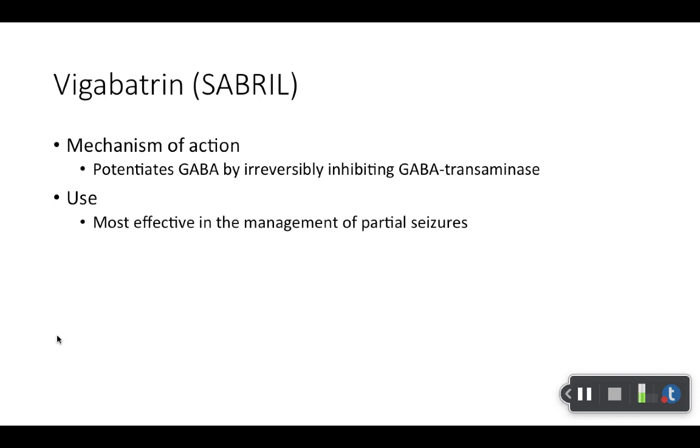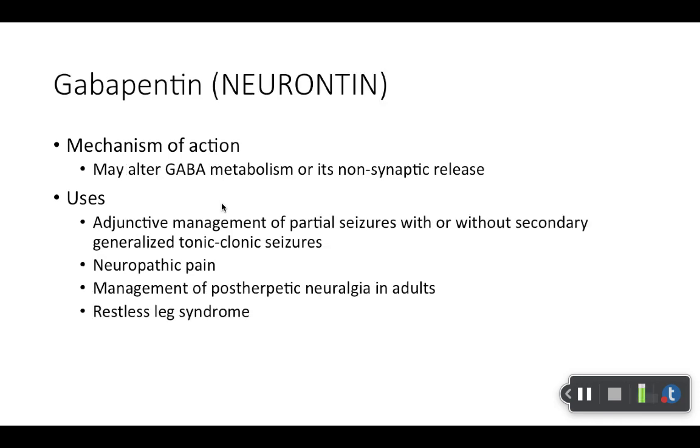All right, adjunct drugs. So these are used in combination with other medications to treat seizures. Vigabatrin, brand name is Febrile. This one can help. It works by potentiating, or increasing, the concentrations of GABA.